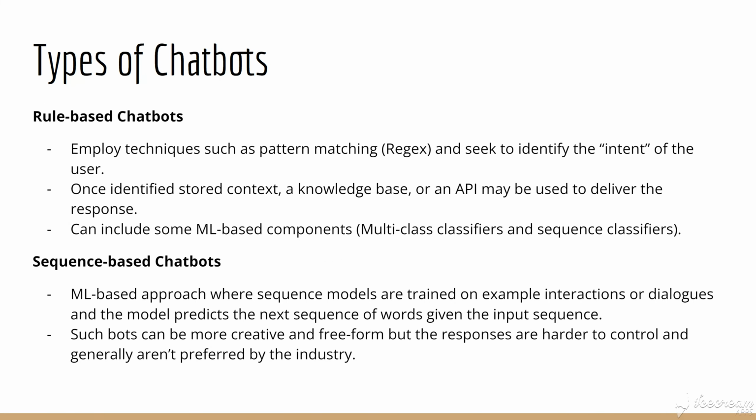So there are two main types of chatbots. The first are rule-based chatbots. These employ techniques such as pattern matching to seek and identify the intent of the user based on the query that's given. Also, once identified, stored context, a knowledge base, or an API may be used to deliver the appropriate response. These can include some ML-based components, such as multi-class classifiers and sequence classifiers.